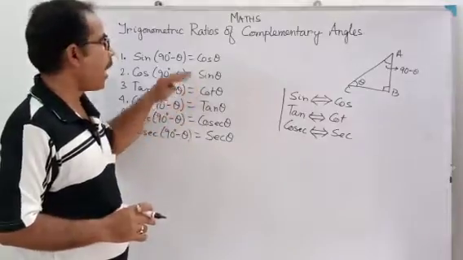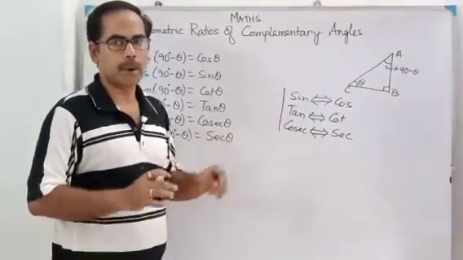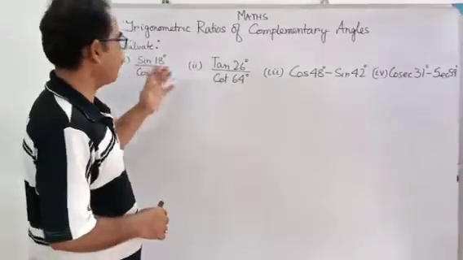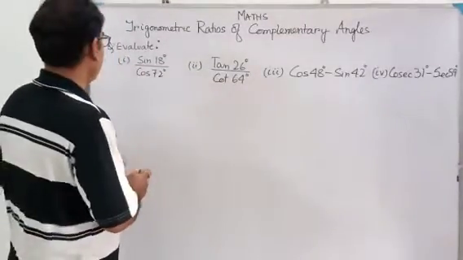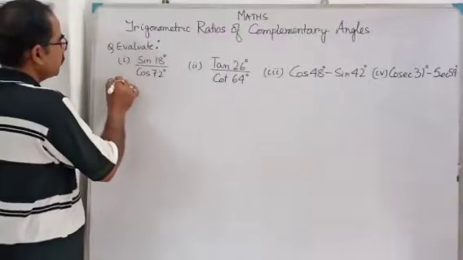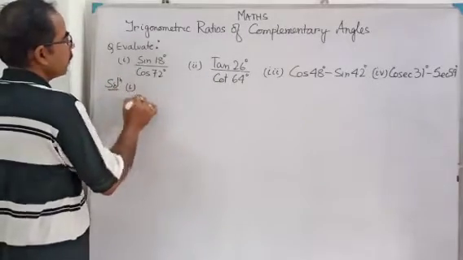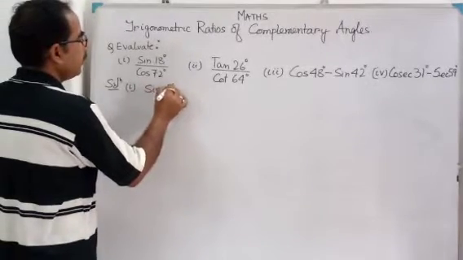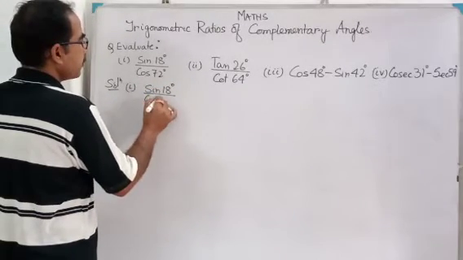Correct? Now upon this we will deduce some problems. Okay students? Now students, I have taken 4 maths. Correct? Now I am solving, just check how I am going to solve it. So the first question is sine 18 degree by cos 72 degree.